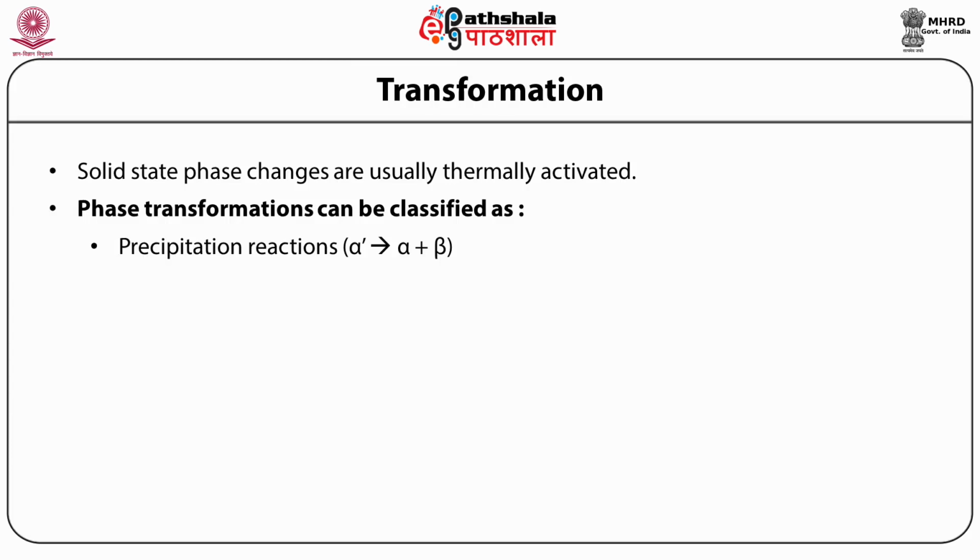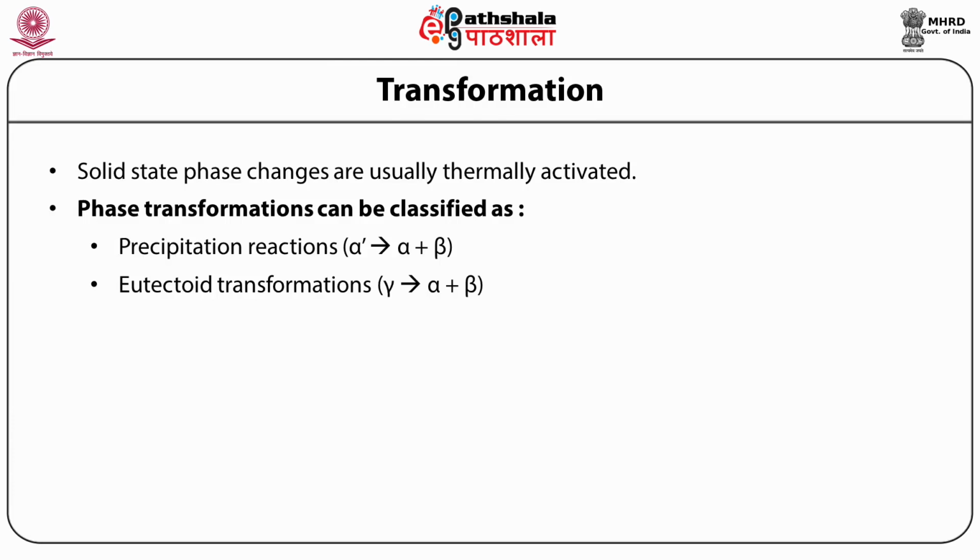precipitate phase. Second type of transformation is eutectoid transformation, where gamma changes to alpha plus beta. This occurs when one solid phase, that is gamma, which is metastable, transforms to the two stable solid phases, that is alpha plus beta.